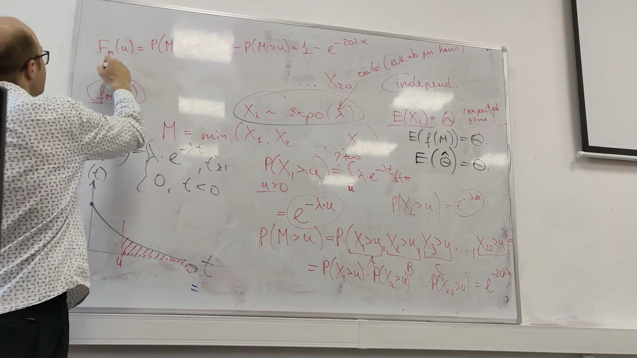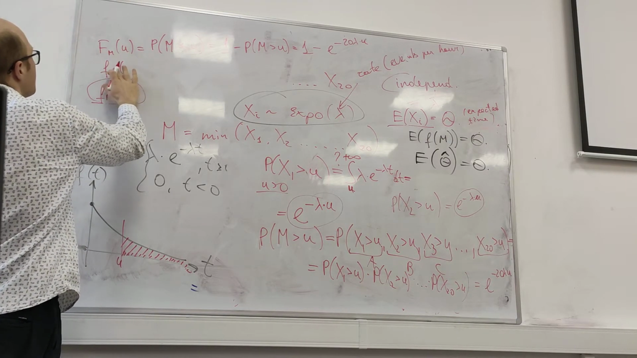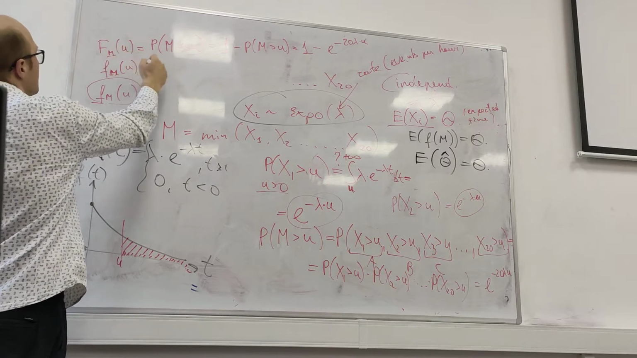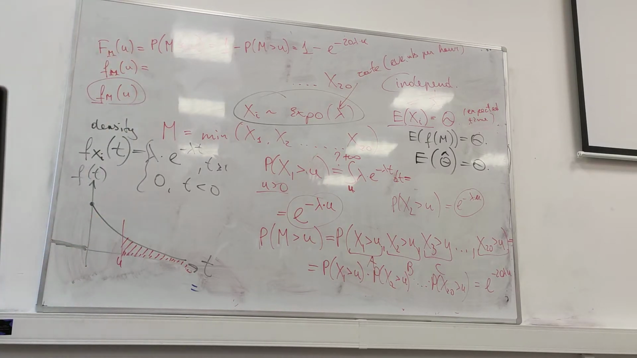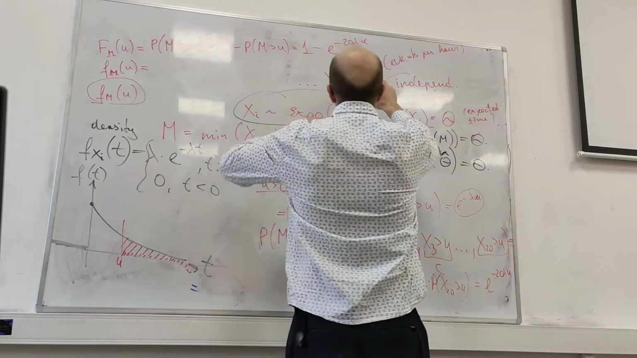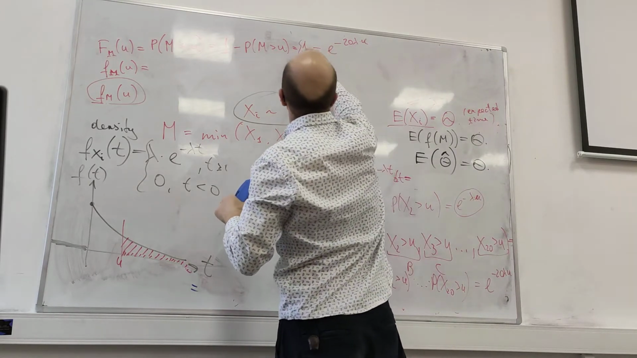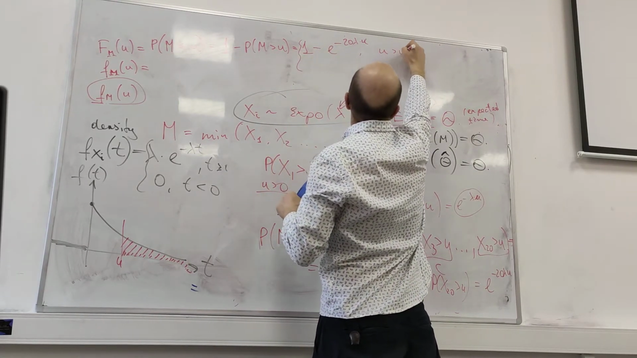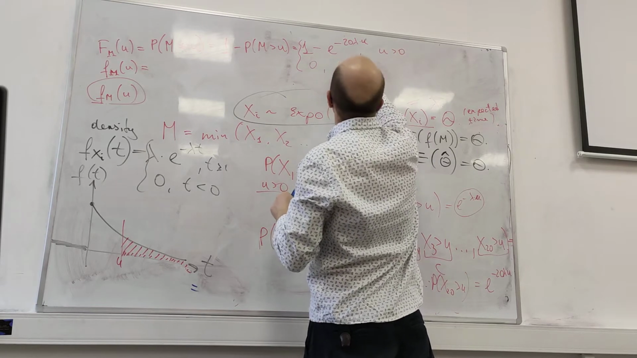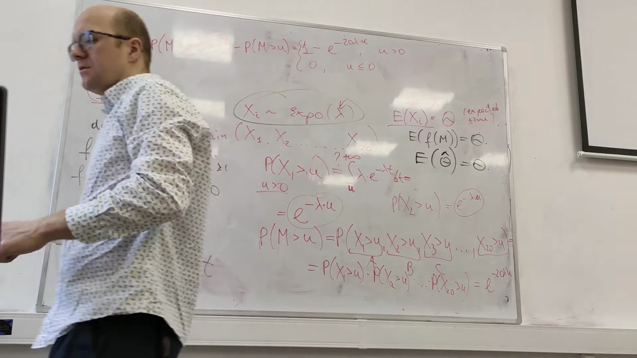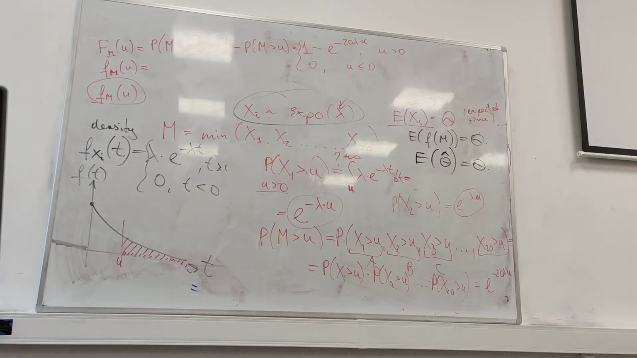And what is the density function for the m random variable? This is big M at small u. How can I calculate the density function? If you are very careful, you should remark that this works only for positive u. This is for u greater than 0, and 0 for u less than 0.